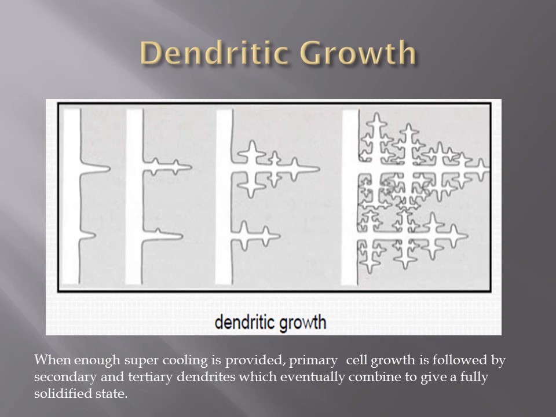Now, here we can see the dendritic growth. Initially, the first diagram will show you cellular growth in our terminology. When growth rate increases and enough supercooling is provided, the primary cell growth is followed by secondary and tertiary dendrites, as can be seen in diagrams B and C, or rather the second and third diagrams here, which eventually combine to give a fully solidified state with little imperfections called pores.